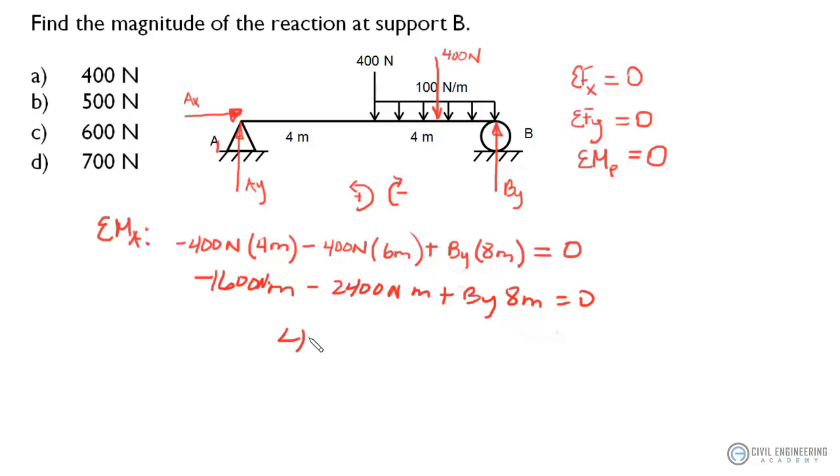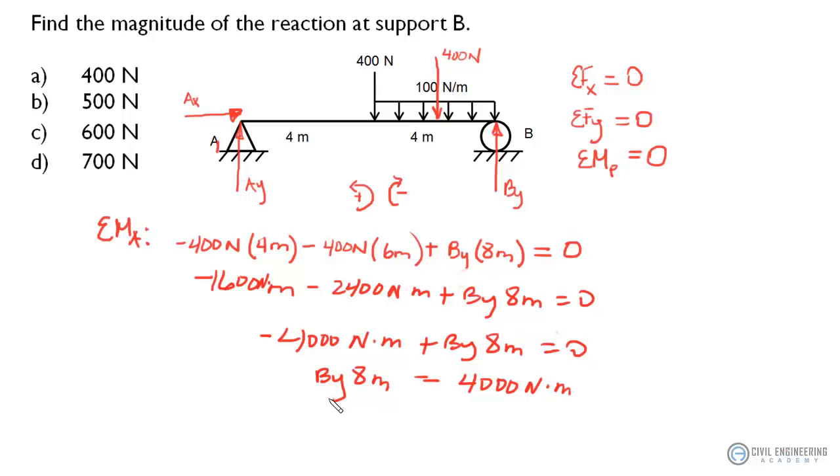We combine those, we get minus 4,000 newton meters plus By times 8 meters equals 0. Excuse me, this is a negative. Let's take everything over on the other side. So we're going to have By times 8 meters equals 4,000 newton meters. Divide both sides by 8 meters, and we get By equals 500 newtons.